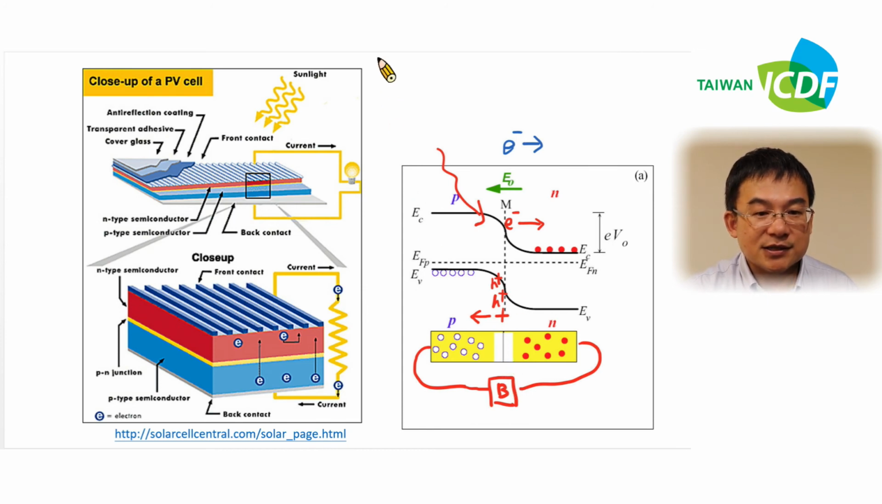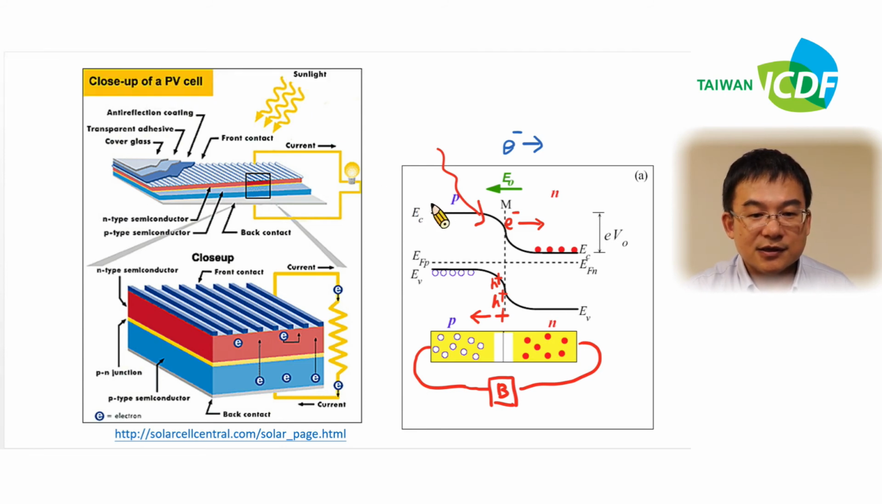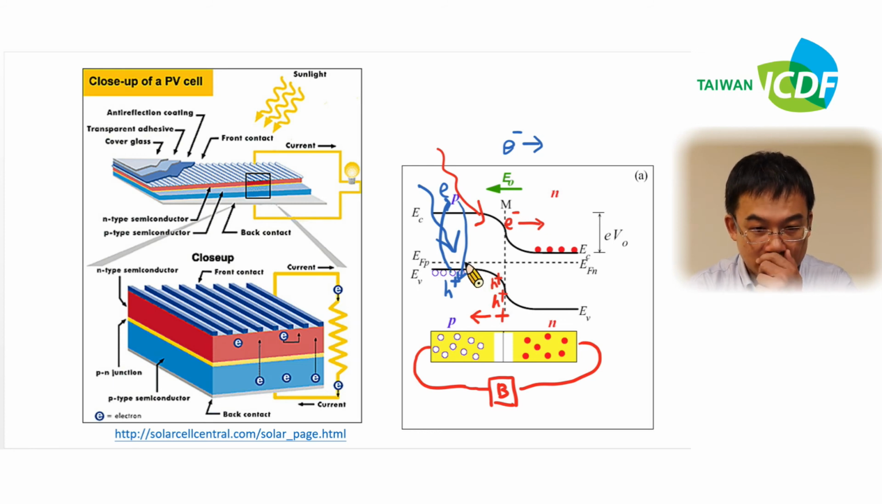But if the sunlight irradiates this region, we call it the neutral region. Here there is no electric field. So in this region we can create an electron and a hole, but within a few minutes the electron will recombine with the hole. So we cannot store the electron-hole pair in this region.